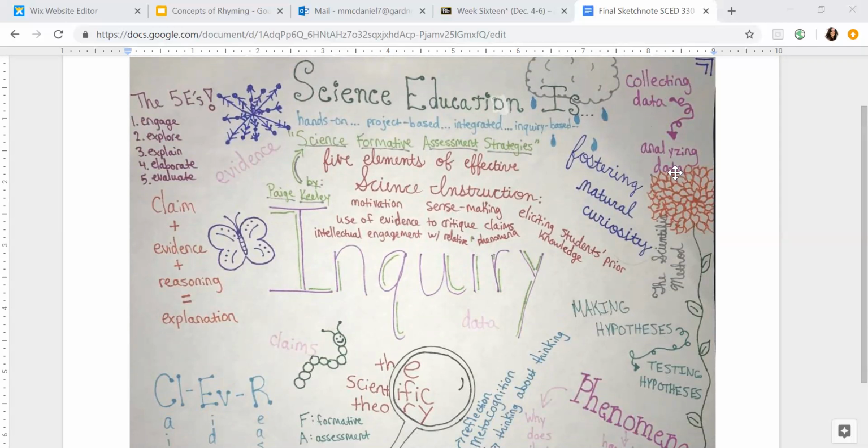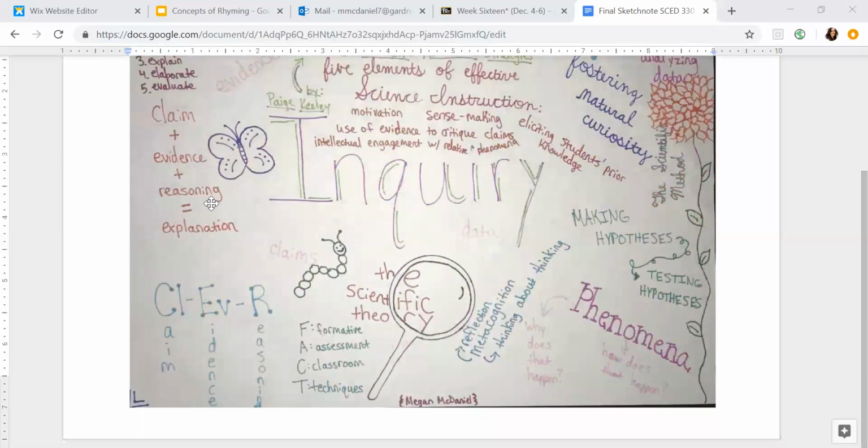then analyze that data. I think it's so important that we foster that natural curiosity that students have just to know about the world around them, and science is an absolute perfect way to do that, and we can integrate science into math and reading very easily. We talked about the 5E model and what that is: engage, explore, explain, elaborate, and evaluate.